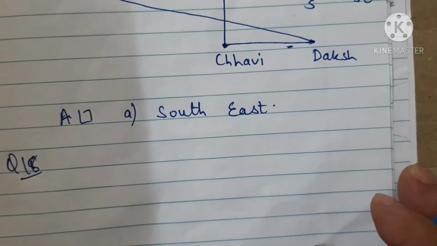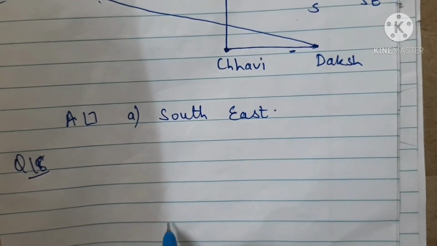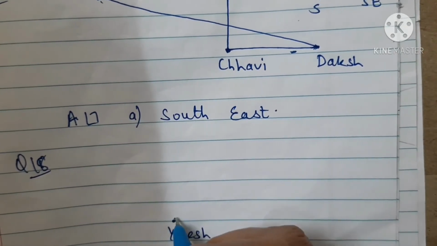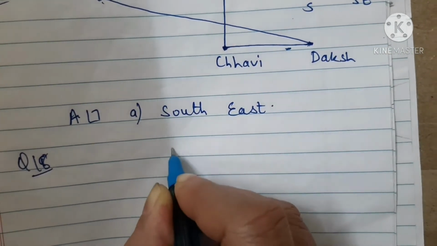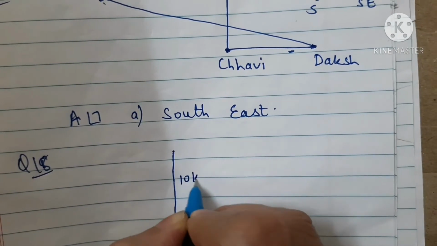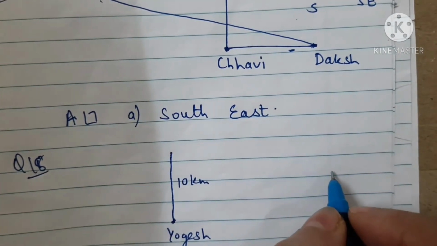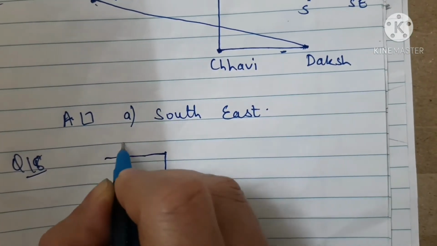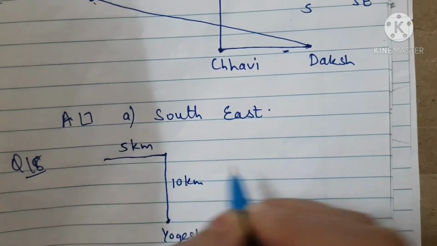From his house, Yogesh went 10 km to the north. So let this be Yogesh's house. He is going 10 kilometers to the north. Then he turned west and covered 5 kilometers. So he is moving 5 kilometers in the west.